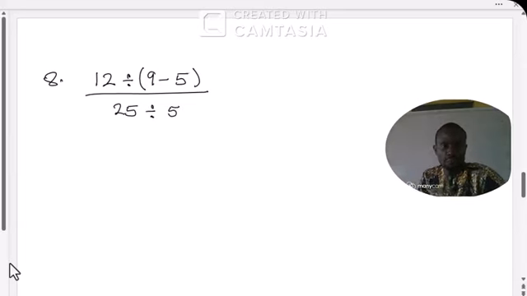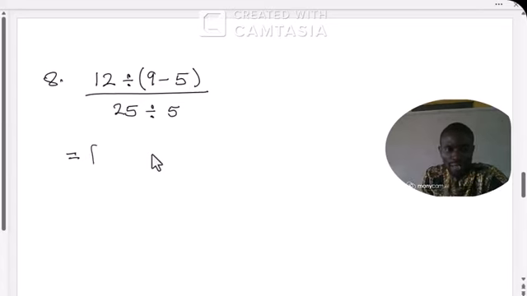Now you rewrite it in this way. You see, we have the division line. Everything here is the numerator, and everything here is the denominator. So let's put all the denominator inside a big bracket. So we have, open big bracket, 12 divided by, open bracket, 9 minus 5, then we close it. So everything here is now the numerator.